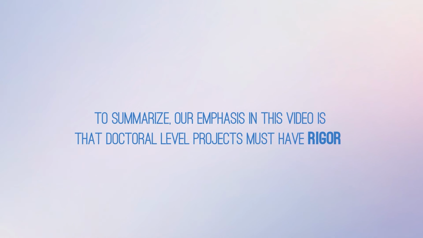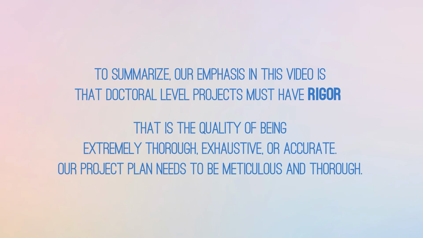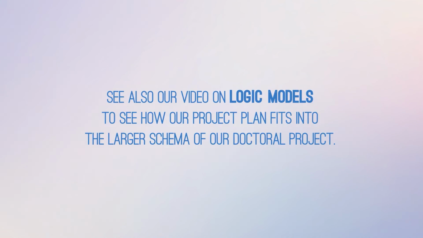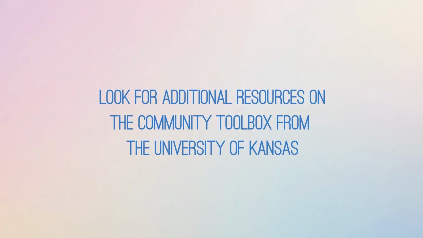To summarize, our emphasis in this video is that doctoral level projects must have rigor. That is the quality of being extremely thorough, exhaustive, or accurate. Our project plan needs to be meticulous and thorough. See also our video on logic models to see how our project plan fits into the larger schema of our doctoral project. Additional resources to help you design a rigorous doctoral project can be found at the Community Toolbox from the University of Kansas.